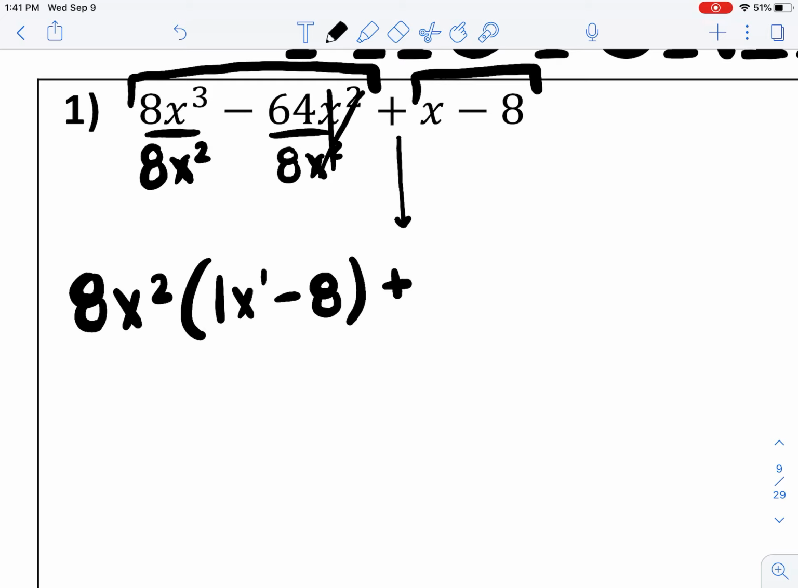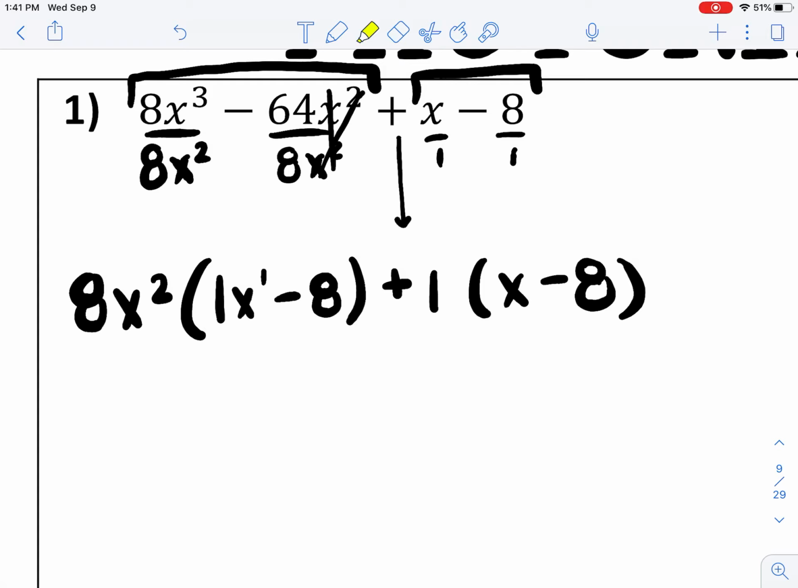And the GCF between 8 and x is just a 1. They don't actually have anything in common other than a 1. So when I divide by 1, nothing actually happens. It just stays as 8 minus x.